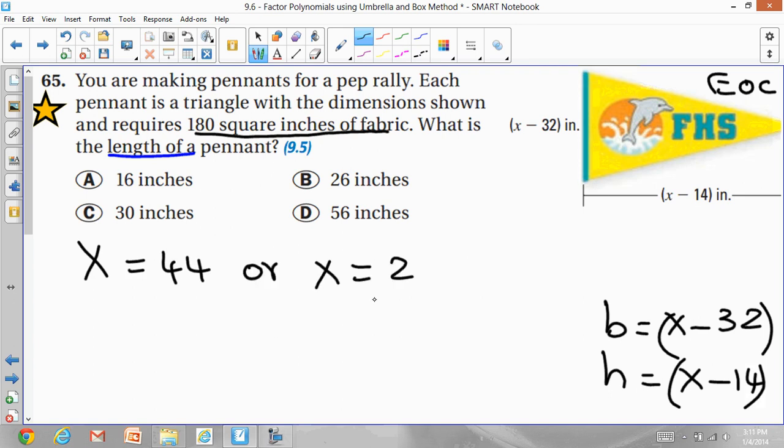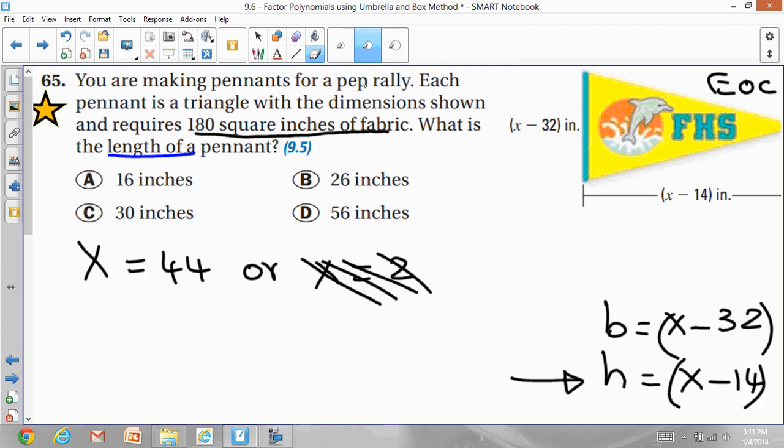So now they're asking you for the length of the pennant. So the length of the pennant is nothing but this. From here to here is the length. So if you take 2, you're going to get a negative answer for your length, which is not possible in the real world. So obviously this is out of the case. This is why this question becomes a really important university question.